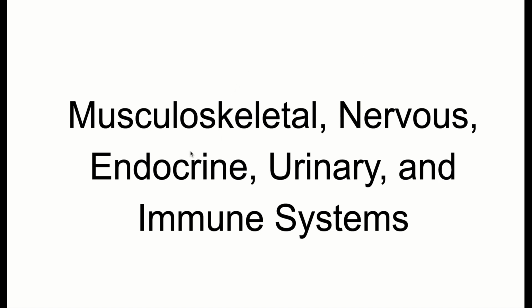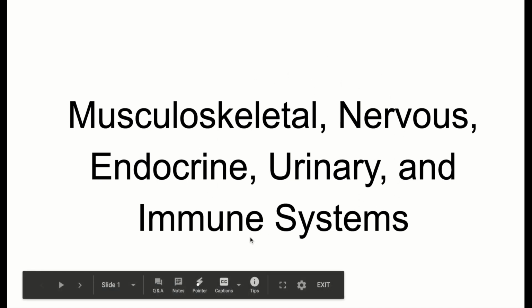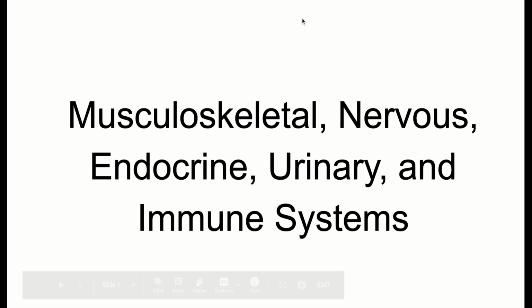Today I'm going to be teaching you about 5 body systems: the musculoskeletal system, the nervous system, the endocrine system, the urinary system, and the immune system. So take a moment, flip to a new page in your notebook, and give it this title. These are the body systems we're learning about today, and let's get started.